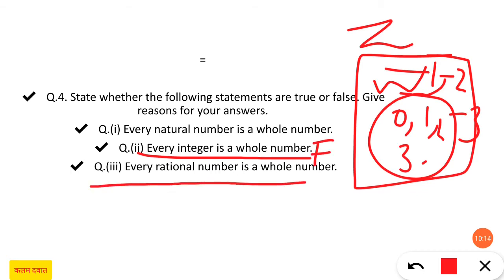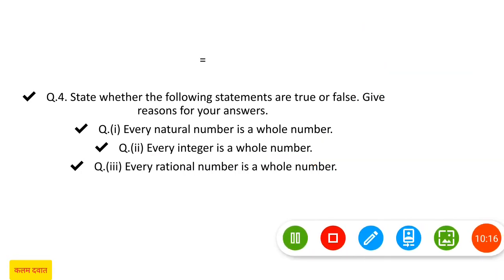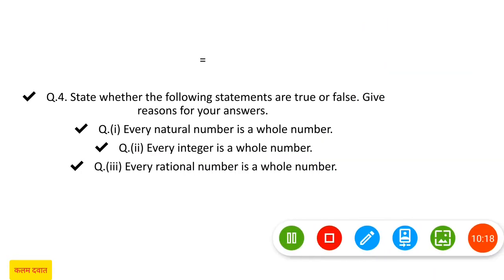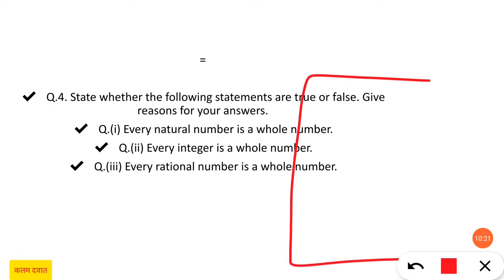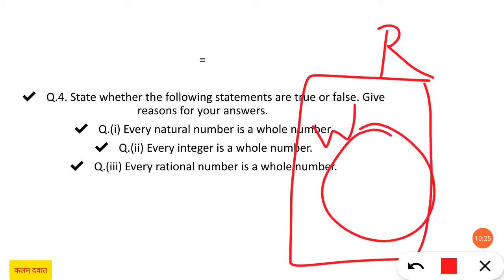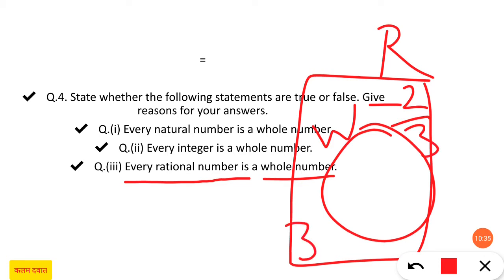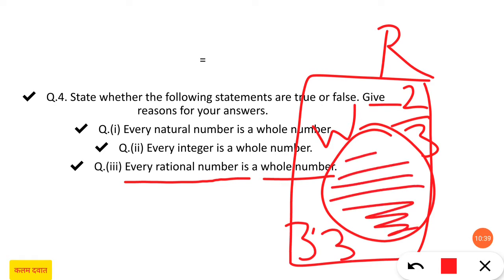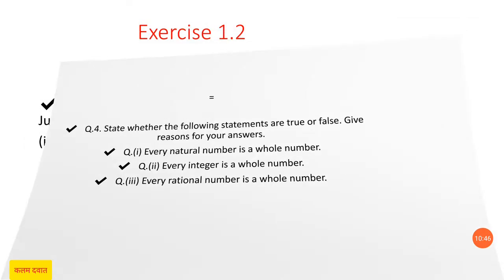Every rational number is a whole number. When we have a set of rational numbers, it includes the set of whole numbers. So we cannot say that every rational number is a whole number, because there will be some numbers which will not come in the collection of whole numbers. They will be out of this set. So every rational number is not a whole number, but every whole number is a rational number. Moving to the next one.